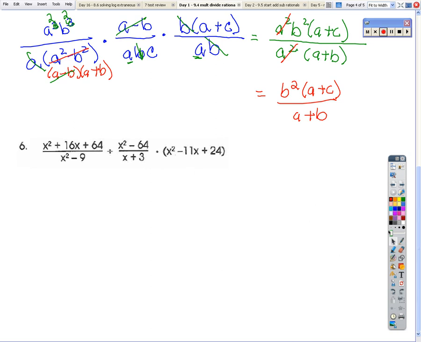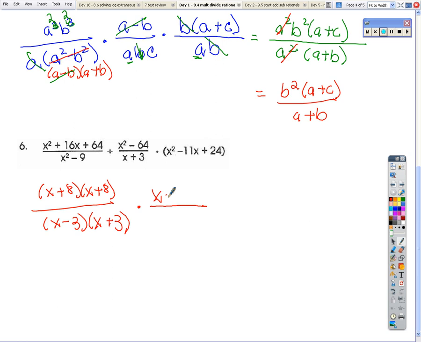Okay, and for the last problem, what multiplies to 64 that adds to 16 is positive 8. And I have the difference of 2 squares on the denominator. I need to take the reciprocal of this one. And I'm going to factor my difference of 2 squares. And then this is over 1.